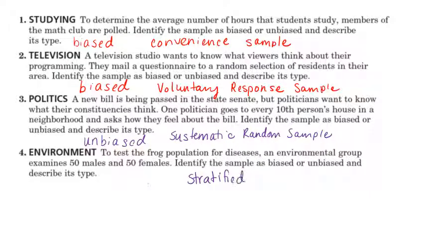Stratified random sample. If they just said, "I'm just going to pick 100 random frogs," that'll be a simple random sample. But they split it up into 2 groups. Again, this is unbiased. All right, so if you make your sample random, then you're being unbiased.